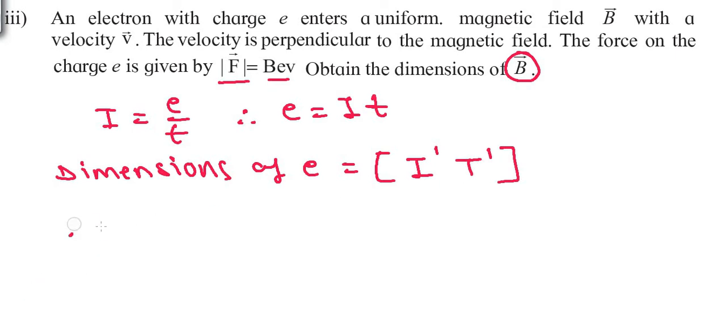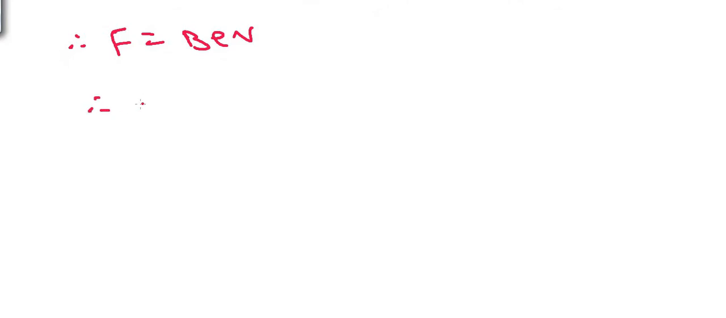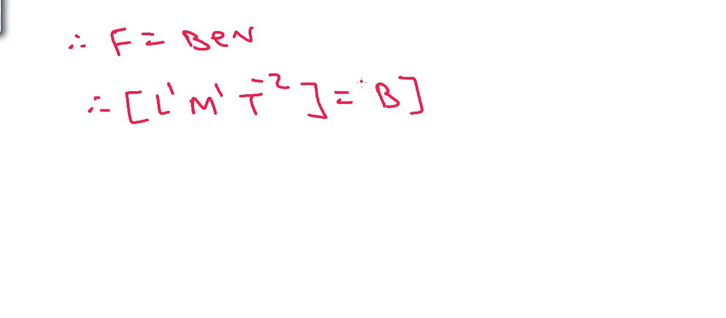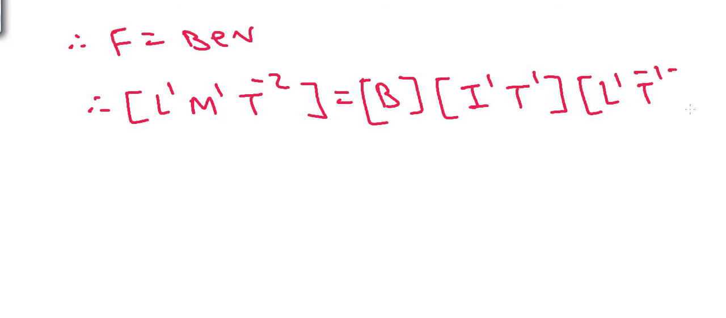Now let us write down the formula. F is equal to B into e into v. Now let us write down the dimensions of force. Dimensions of force are L raised to 1, M raised to 1, T raised to minus 2. That is equal to dimensions of B, magnetic induction, into dimensions of charge. Dimensions of charge are I raised to 1 into T raised to 1, into dimensions of velocity. Dimensions of velocity, meter per second, L raised to 1 per second, T raised to minus 1. Therefore, now let us cancel the common dimensions.